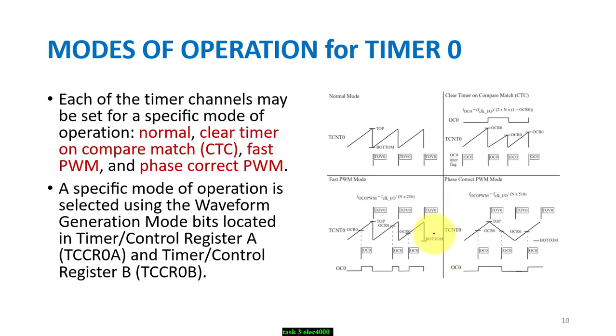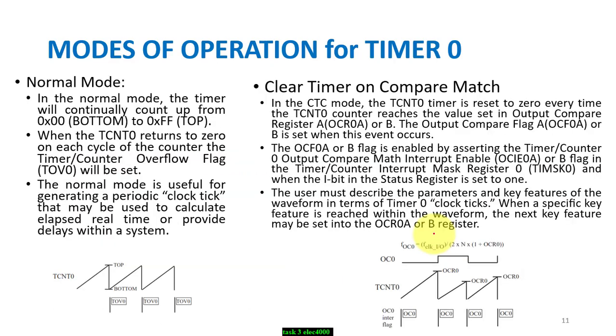Now the modes of operation are these 4 different modes, which I will go through in detail over here. First is the normal mode. In the normal mode, the timer counter register will count up from 0 to the maximum. Once it reaches the maximum, it will go back down to 0 and start counting up, and every time it reaches the maximum, it produces a timer overflow signal.